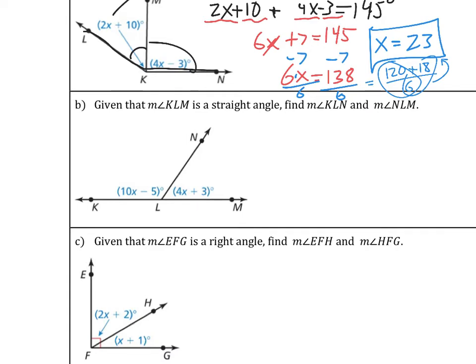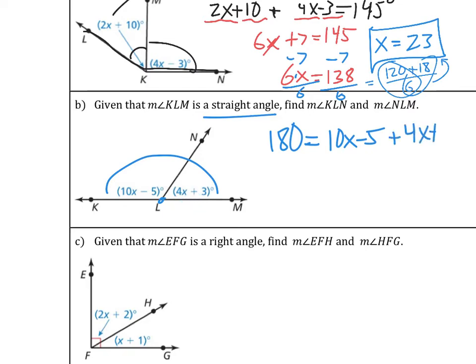Well, what about this one? This one is a straight angle. Well, how many degrees is this straight line? Well, that's 180 degrees, right? So these two things together, the 10x minus 5, that's what we got over here, plus this angle here, the 4x plus 3, those two have to add up to the whole thing, which is a straight line. A straight line is 180 degrees.